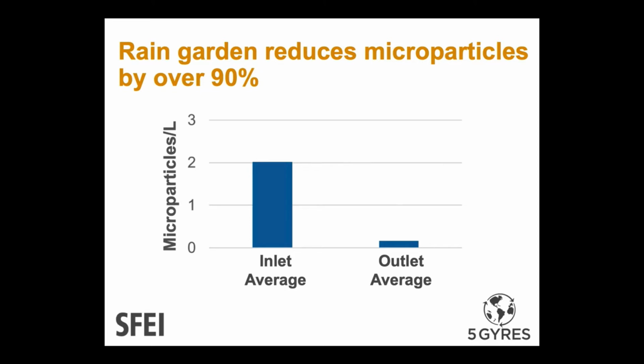And we composited over the course of an entire storm. When I say composite, what I mean is that we take a sample at the beginning, and then an hour later we take another sample, and an hour later we take another sample. We do this over the course of an entire storm event at each of our locations. Does that address your question? Or do you have more?